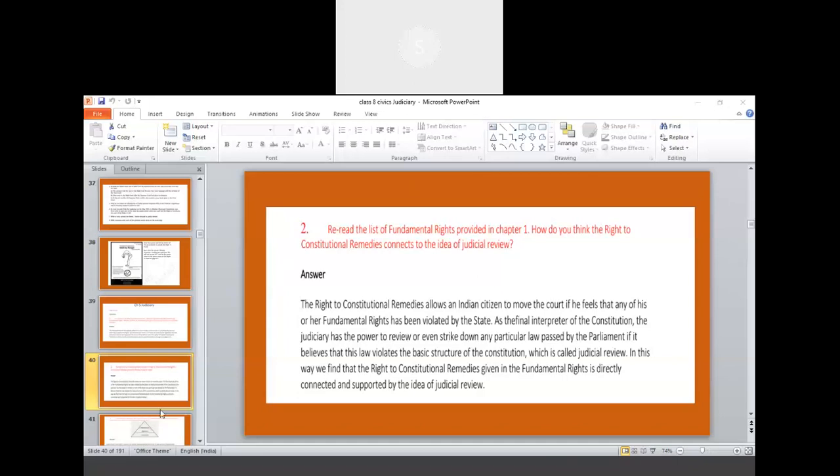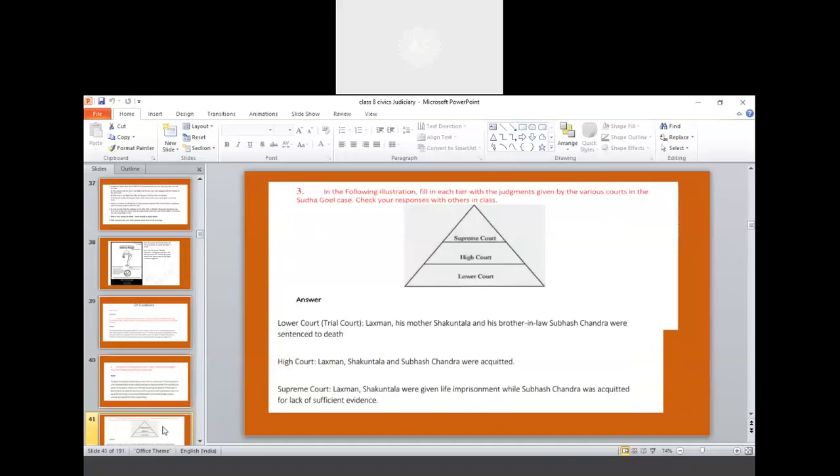Sir, why is it needed? If we are not getting one right, why do we need another right which protects all the rights? That is the procedure of the Constitution.